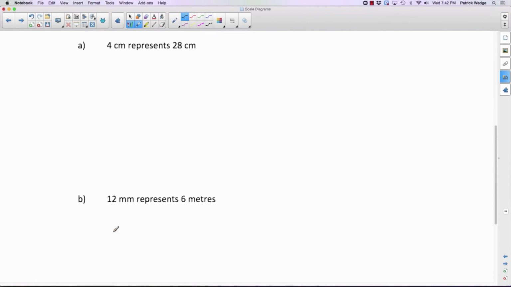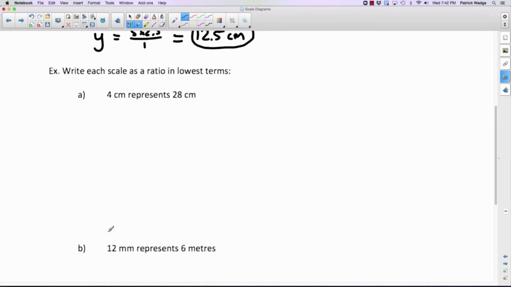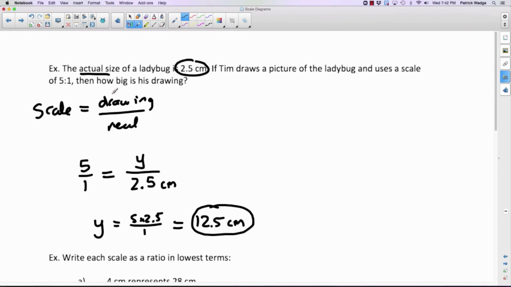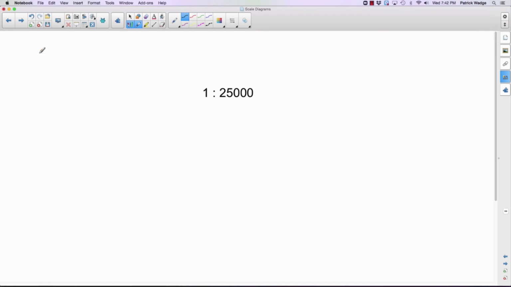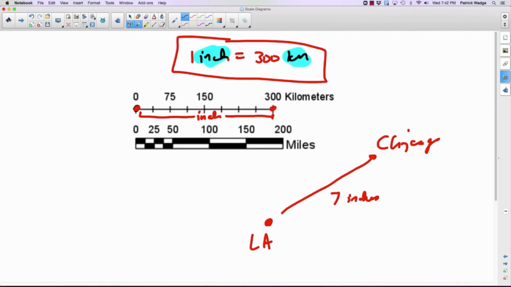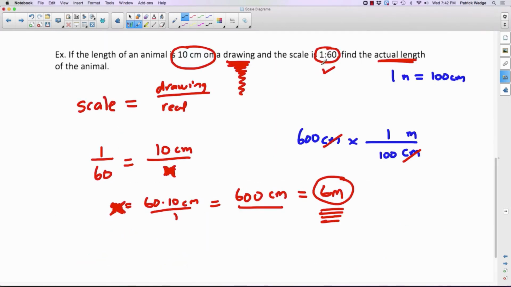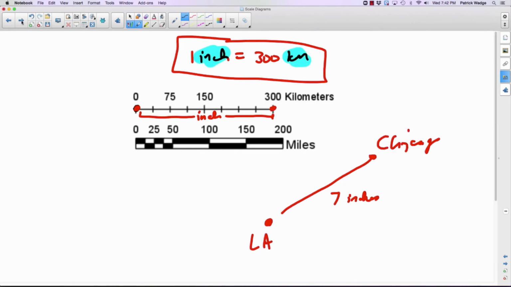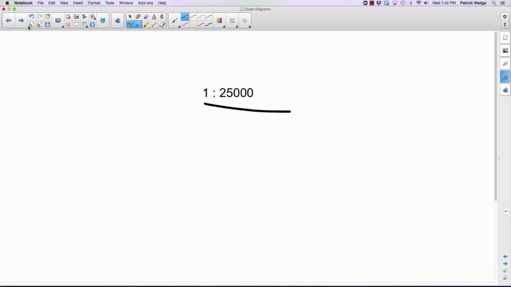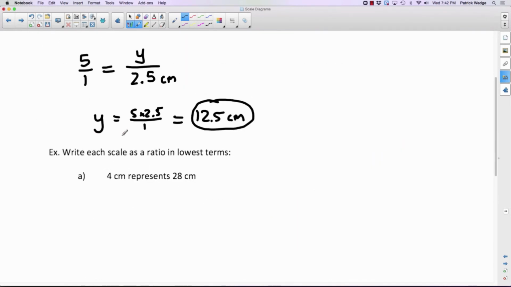Okay, now we're going to write some scales, and we're going to write them as a ratio. They're going to look like, for example, this one we had 5 to 1, or in the previous one, we had 1 to 60, or in this one, there's an example of a scale. You want it written like that.